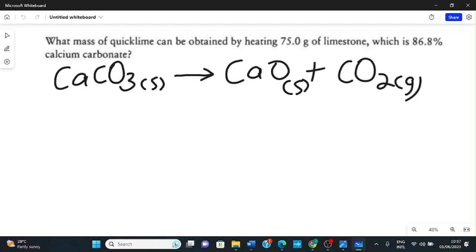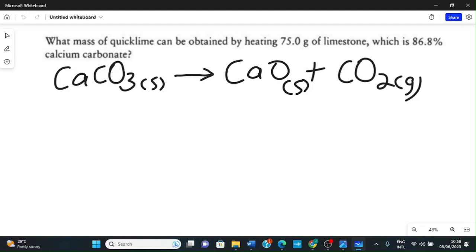So on the reactant, which is the left hand side of the equation, and the product, which is the right hand side of the equation, we have one atom of calcium on the reactant and one atom of calcium on the product. Calcium is balanced. One atom of carbon on the reactant and one atom of carbon on the product, balanced. 3 atoms of oxygen on the reactant and 3 atoms of oxygen on the product, balanced. So the next thing is to calculate the mass of calcium carbonate.